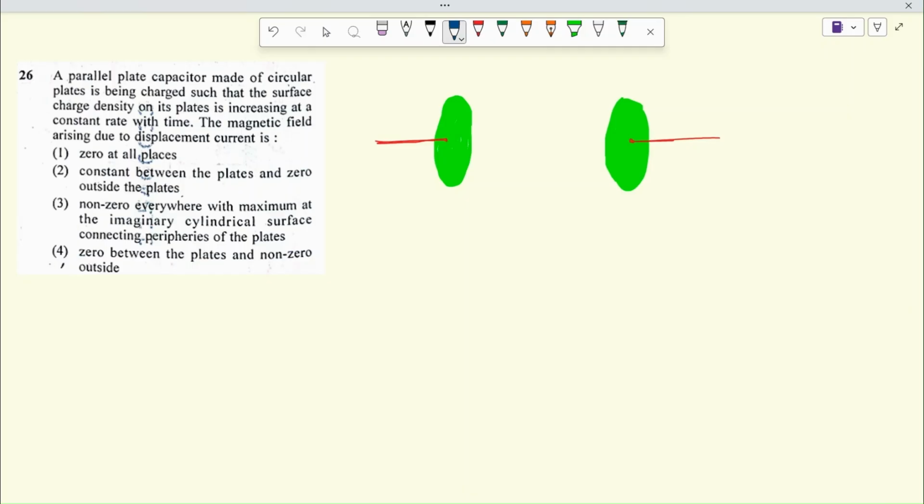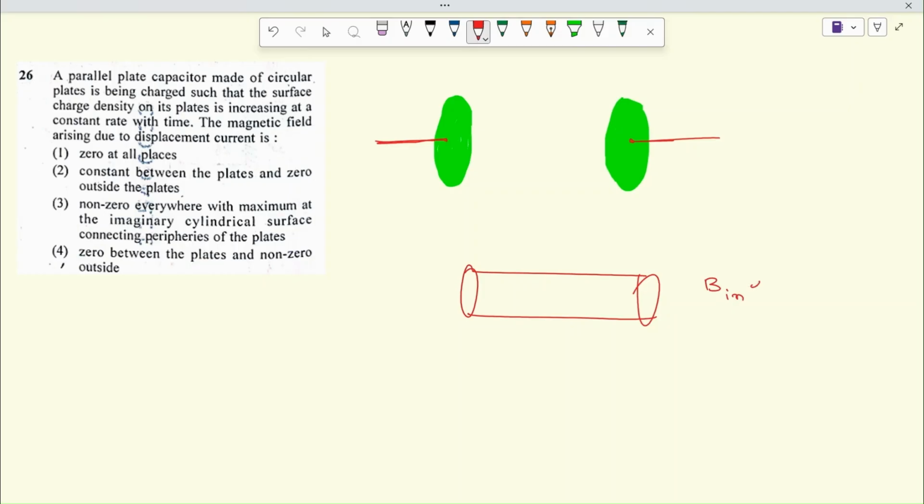In a parallel plate capacitor made of circular plates being charged such that the surface charge density on its plates is increasing at a constant rate, the magnetic field arising due to displacement current is... You know, the magnetic field is created by the displacement current. In this case, imagine the space between the capacitor plates like a cylindrical conductor. In a cylindrical conductor, there are expressions for the magnetic field inside and outside.